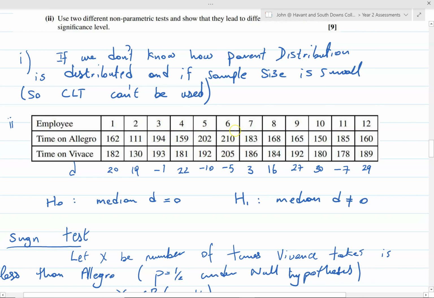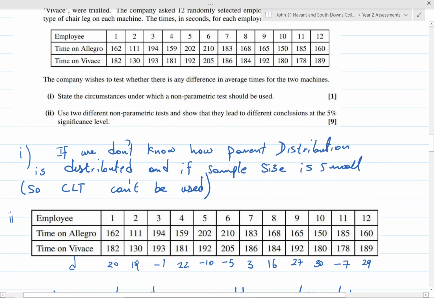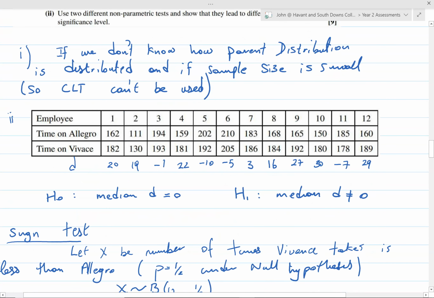Now, if we think that there isn't any difference between them, then the median of D would be equal to 0. Whereas if we think there is a difference, remember the company wishes to test whether there is any difference. So it's two-tailed, not one-tailed. So whether there's any difference in the time taken, and if there is a difference in the median time taken, then we would expect the median to be not equal to 0, which is our alternative hypothesis.